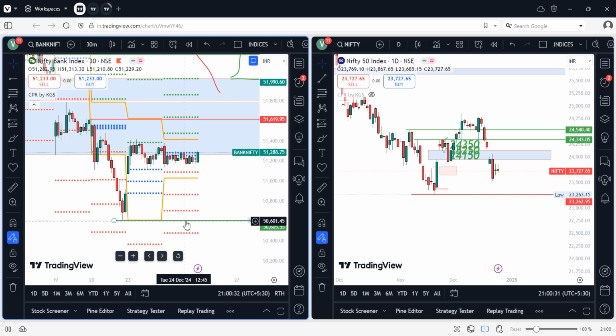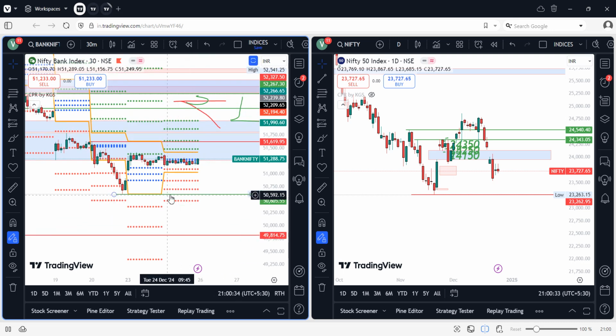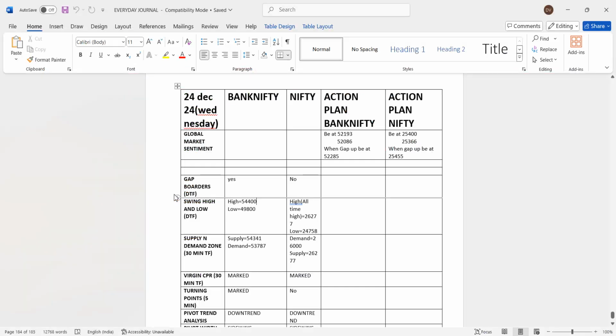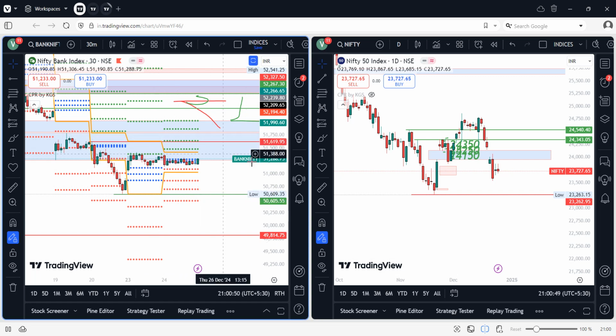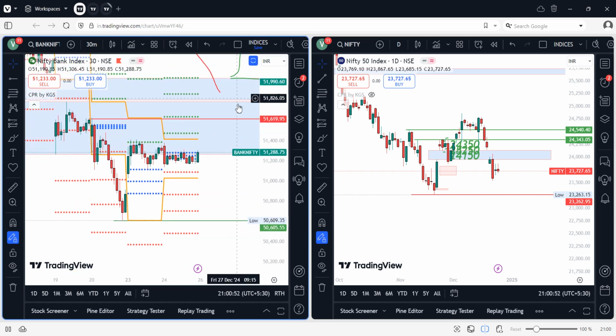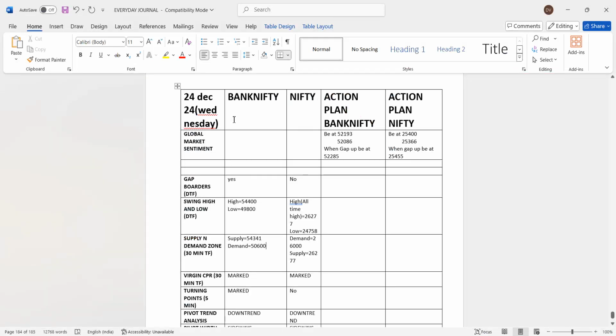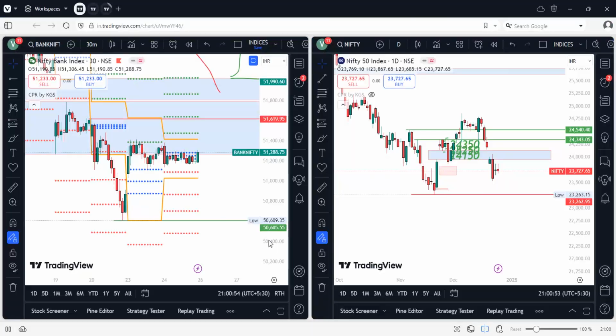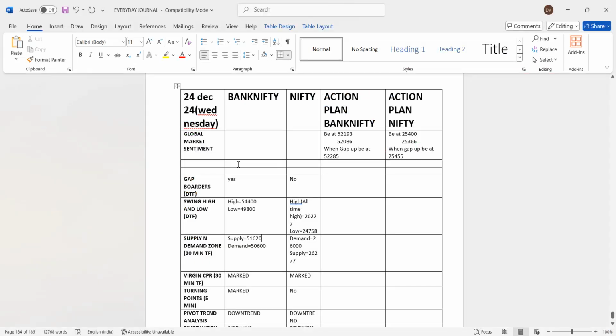This is the demand zone. 50,600 is the minor demand zone. 50,600. And the supply zone for us is 51,620. Okay, now what is the next one?